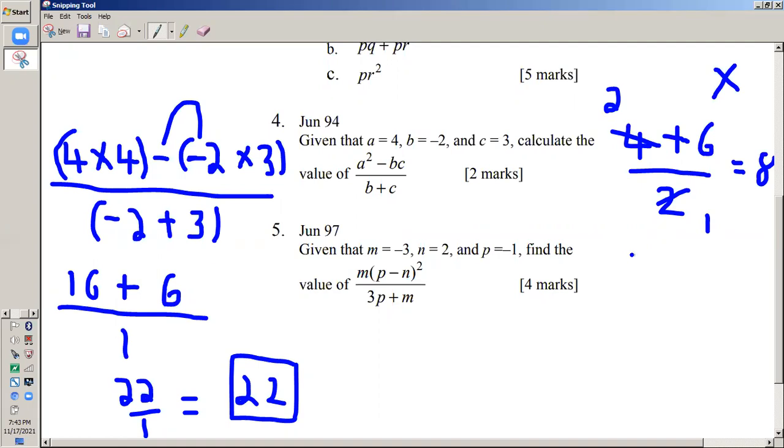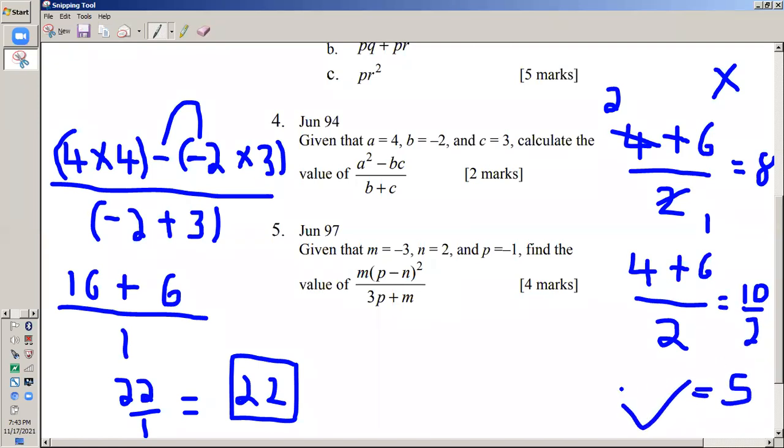All right. Let's go again now. What's 4 plus 6? 10. What's 2 into 10? 5. That's correct. Okay? So the answer there is what? 22. Anybody got 22?